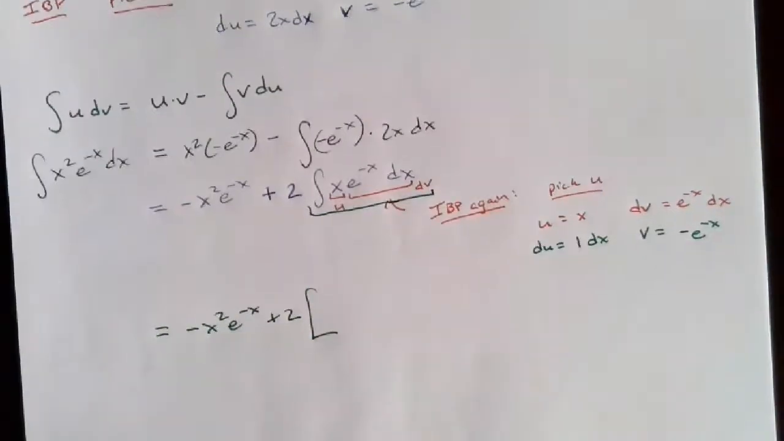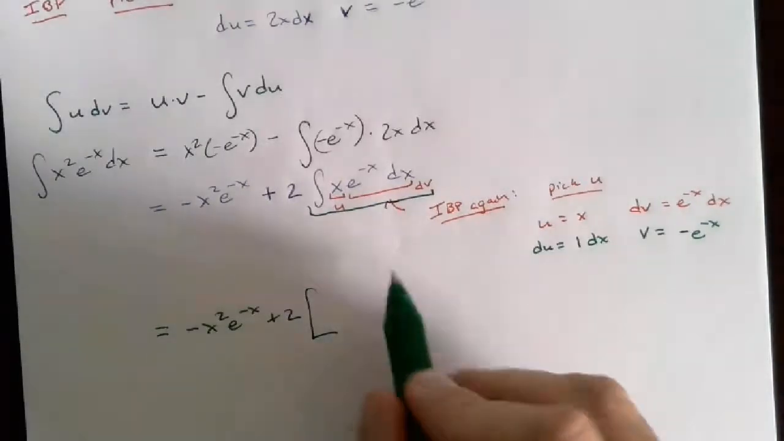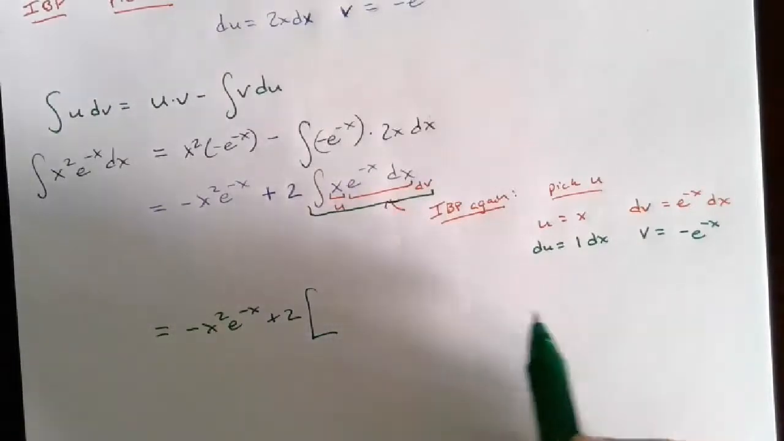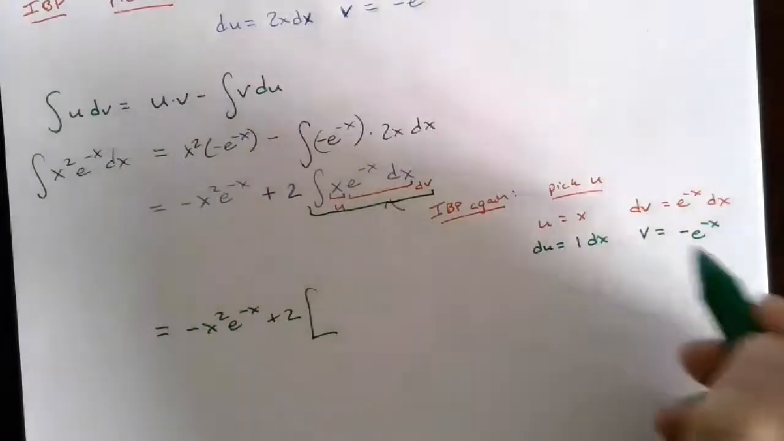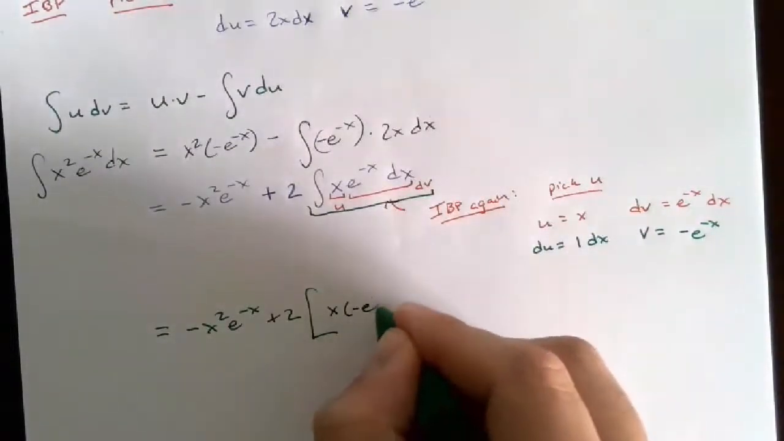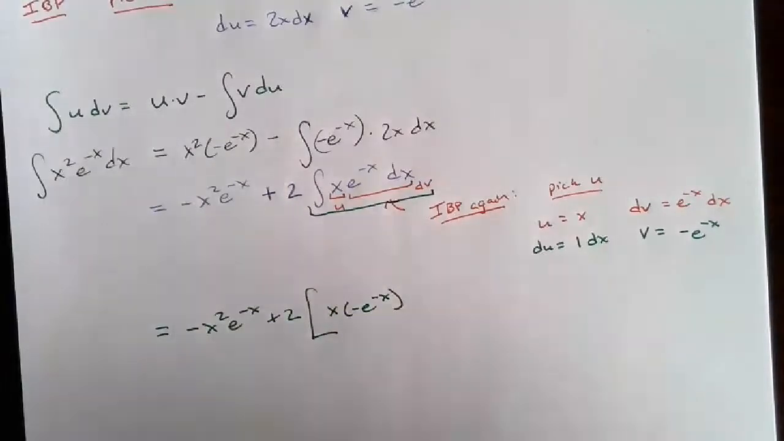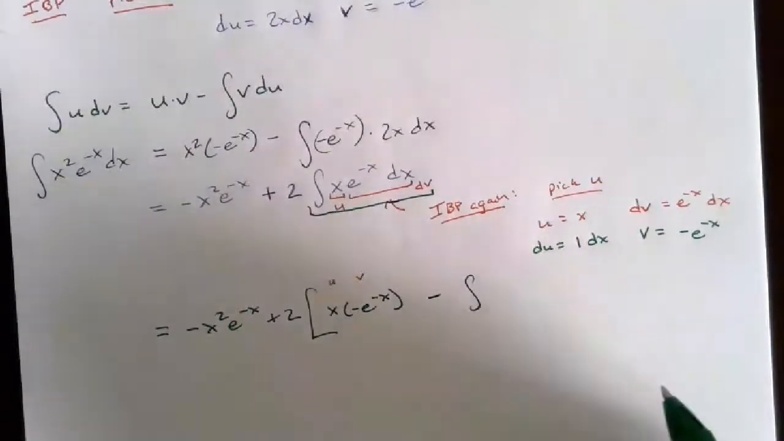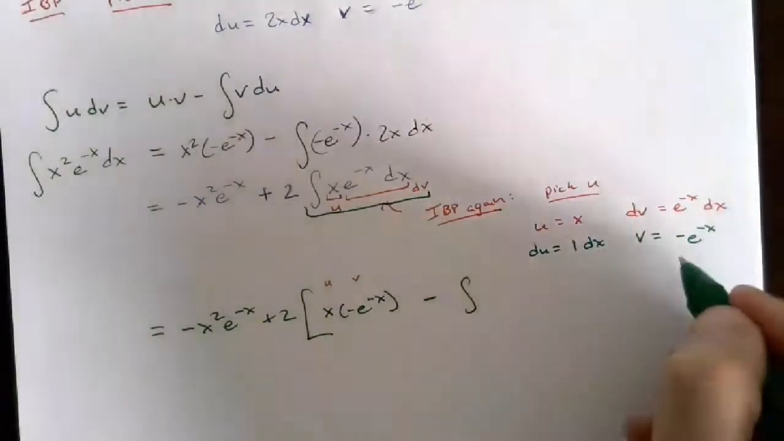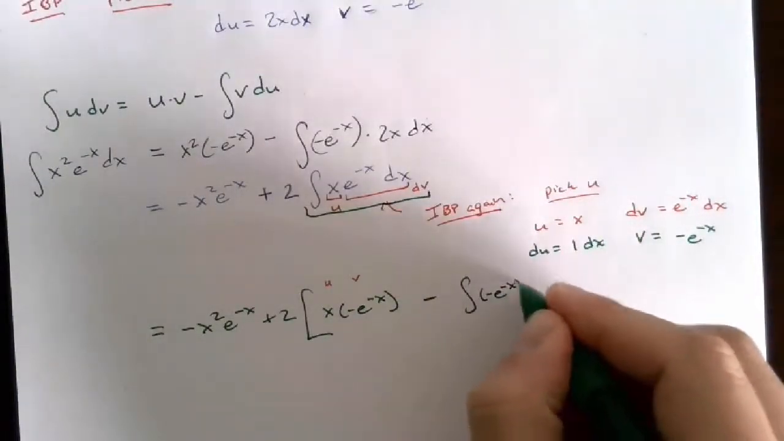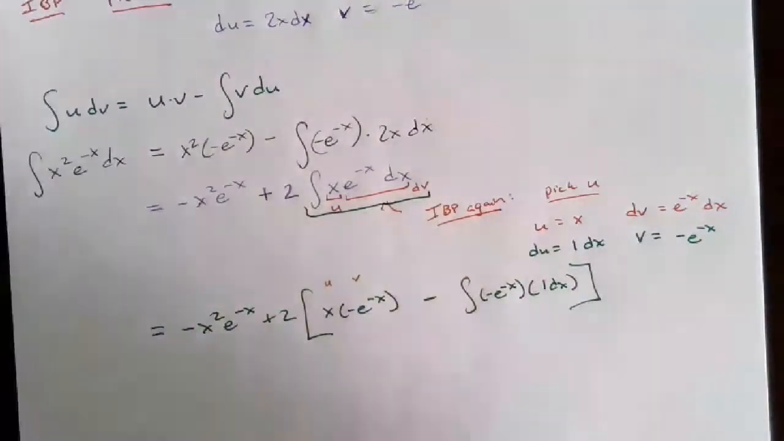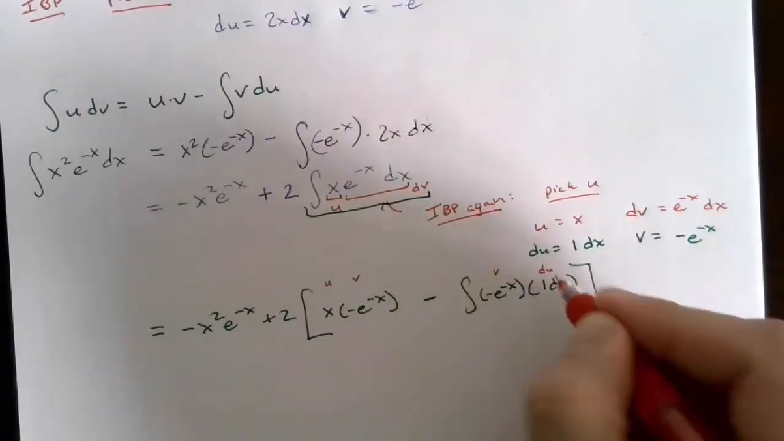So we have 2 times, and then when we do this, what have we got? We've got u, so I'm not going to write out the whole formula again, we'll just follow the formula. So we've got uv, which would be x times negative e to the negative x. This is the uv part. And then minus, we want the integral of v du. Well, what's v du? That's negative e to the negative x times 1 dx. Just to make sure you see it, this is v, this is du.